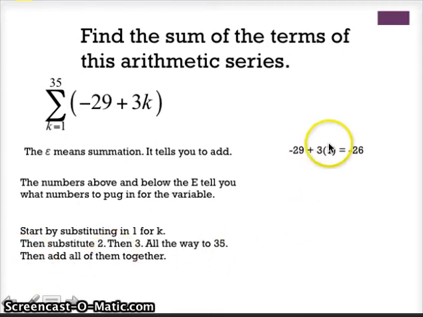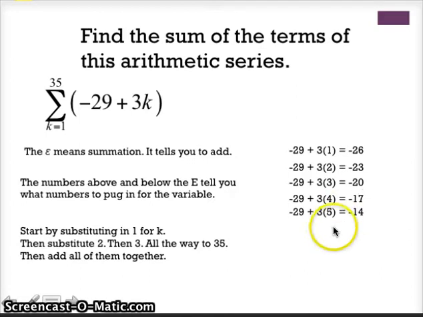So when we substitute in 1 for k, we're going to have 29 minus 3 times 1, which is 26. Then we plug in 2 for k, and we get 23. We plug in 3 for k, we get 20, and you can start to see the pattern, right? It's subtracting 3 each time. Okay, so we plug in 4 for k, plug in 5 for k. You have to keep going all the way until you plug in 35 for k, which is -76.